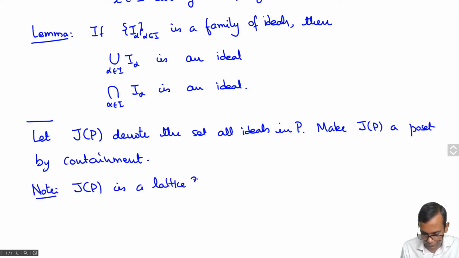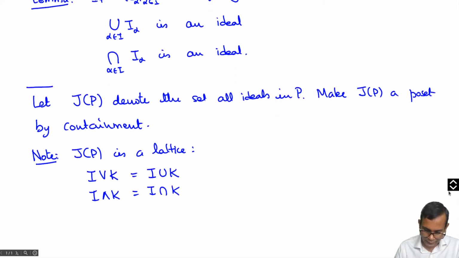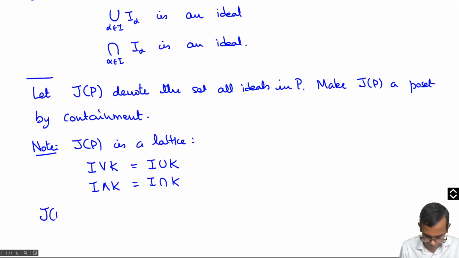Why? Because if we take two ideals, I and K, then you can show that their least upper bound is just their union, which we know is an ideal, and their greatest lower bound is their intersection. And so for this reason, J(P) is a lattice, and J(P) is called the lattice of order ideals of P.